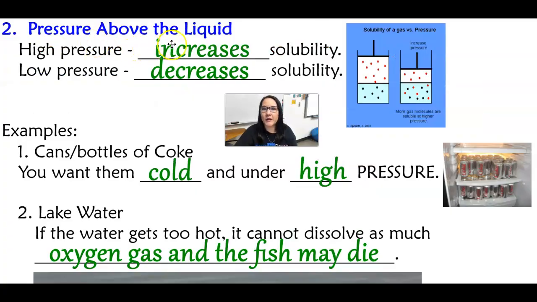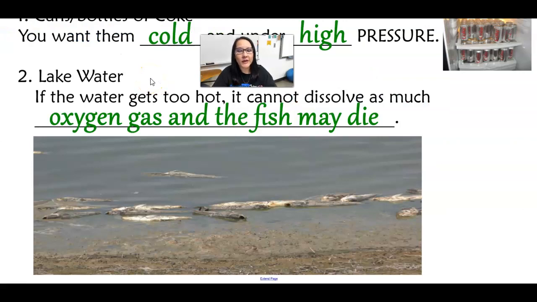Pressure above the liquid affects how much gas can be dissolved in it as well. If you have a high pressure above the liquid, it increases how much gas will be dissolved. And if you have a low pressure, it decreases the amount of gas that will be dissolved. So you can see in the diagram over here that if you increase the pressure, then you'll see how it pushes more of the gas into the liquid. Cans, bottles of Coke, you want them cold and under a high pressure in general to keep the carbon dioxide in the liquid.